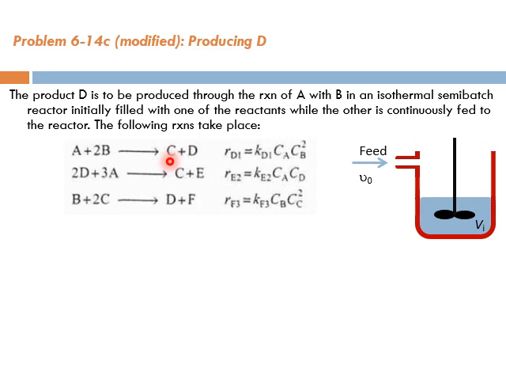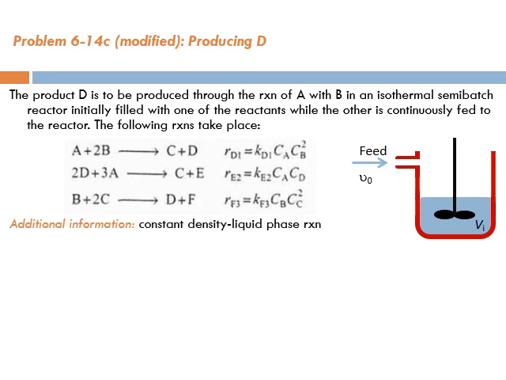However, some of the product D reacts with one of the reactants, which is A, through this reaction to form C and E. Also, there's another side reaction which occurs, where C, one of the products, reacts with B, one of the reactants, to form D and F. So we're kind of lucky with getting D through this side reaction as well.